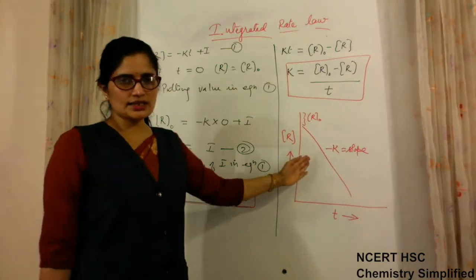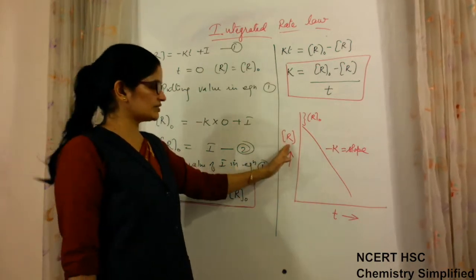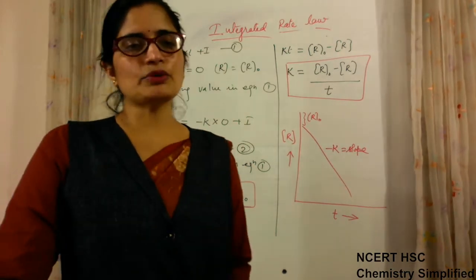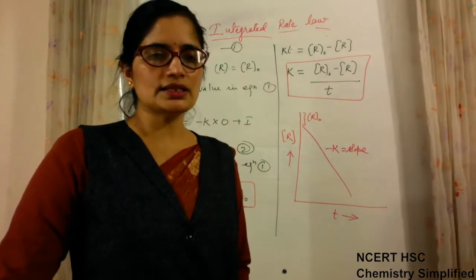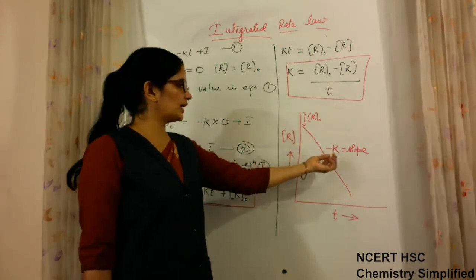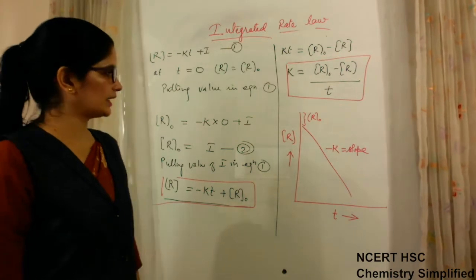Sometimes a question is asked that in a zero order reaction, if a graph is plotted between concentration R and time T, then what does the intercept of the graph tell us? So the intercept of the graph tells us the value of R0, and the slope of the graph tells about the value of minus K.